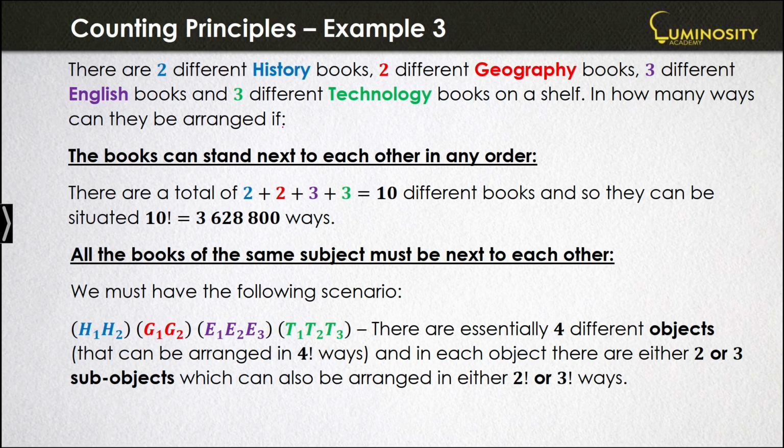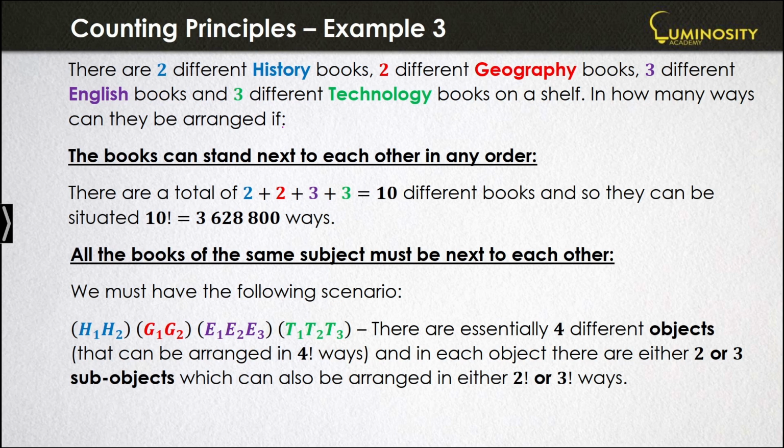Let's have a look at example 3. This is a very nice example because now it uses the fundamental counting principle with what we call grouped objects, so objects that can be grouped together and considered one singular object. There are 2 different history books, 2 different geography books, 3 different English books, and 3 different technology books all sitting on a shelf.